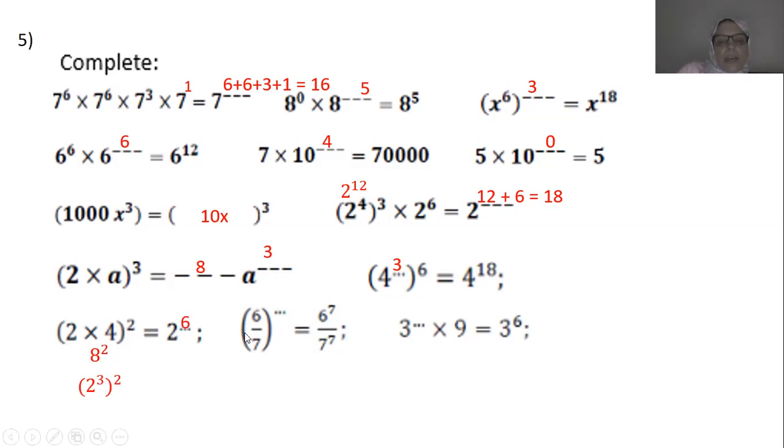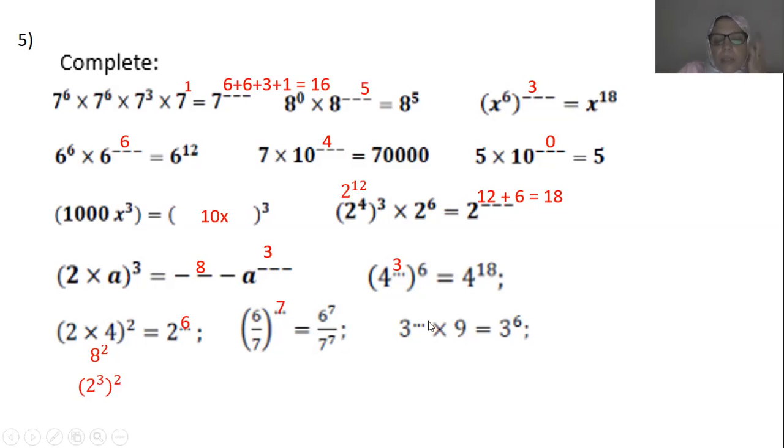Now 6 over 7 to the power what equals 6 to the power 7 over 7 to the power 7? So here we can see that both numerator and denominator have taken exponent 7. So outside we have the exponent 7.